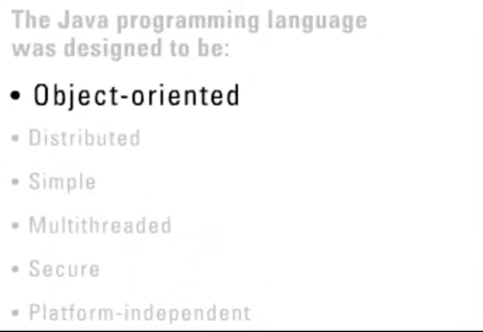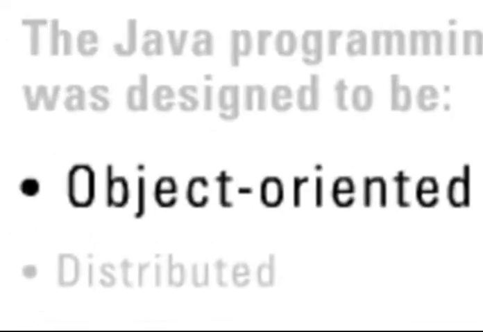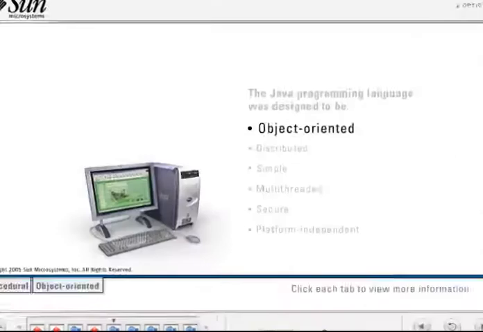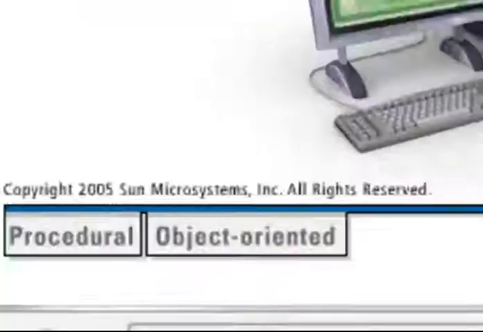Now, the Java programming language was designed from the beginning to be object-oriented. But what does that mean, object-oriented? Well, the best way to understand it is first to look at how programs in the past have been structured. So let's go ahead and click on the Procedural tab.